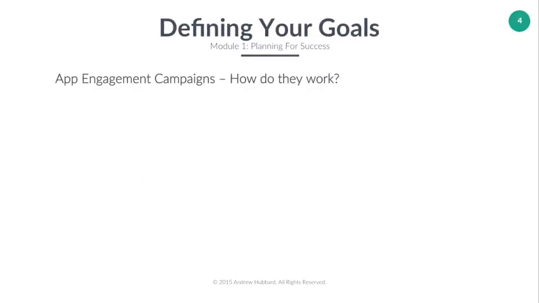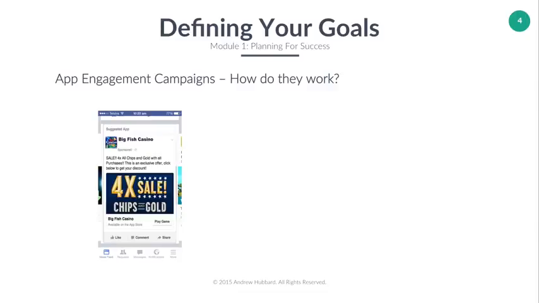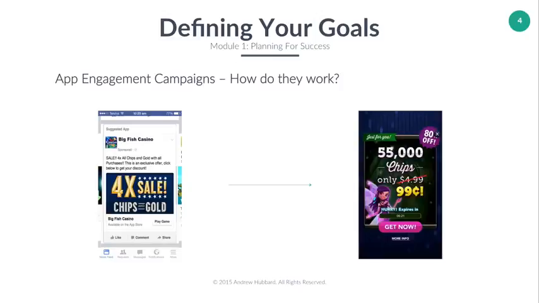Let's look at app engagement campaigns now. With these ones, you might see an ad in the newsfeed similar to this. This is a bit of a mock-up that I put together just to show you as an example. In this one we can see a big ad that says 4x sale, chips and gold. And we can assume that this has been targeted towards me because I have the Big Fish Casino app on my phone but haven't used it in a set amount of time. So they're saying, hey, there's a sale, you get 4x all the chips and gold with all purchases, exclusive offer, click below. If I was to click the play game button, the game would actually open on my phone and I would see this screen.